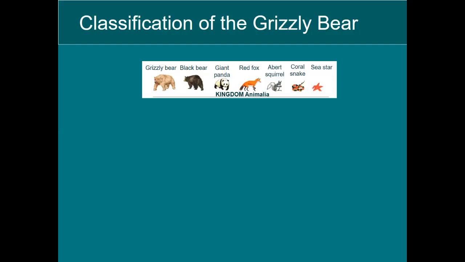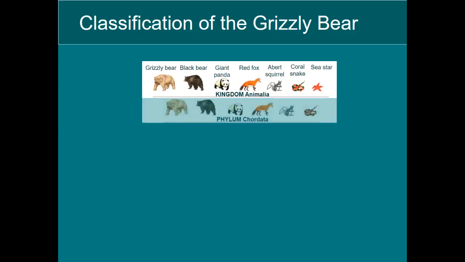Good. Hopefully you were able to come up with the next one being phylum. So we go from the kingdom Animalia down to the phylum Chordata. Chordata is from chordates, organisms that have a spine. You'll notice that we dropped out a species. What species did we drop out? That's right, the sea star. The sea star is actually an echinoderm and doesn't have a traditional backbone.